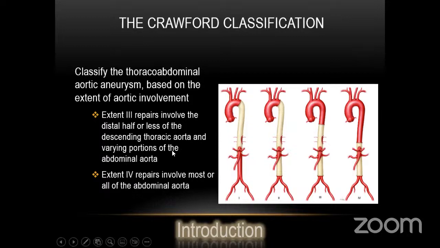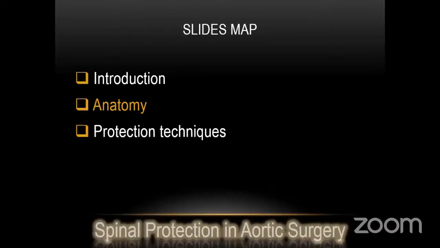For extent 3 repair, it involves the distal half or less of the descending thoracic aorta and a varying portion of the abdominal aorta. For extent 4 repairs, it involves most or all of the abdominal aorta. No thoracic aortic involvement.